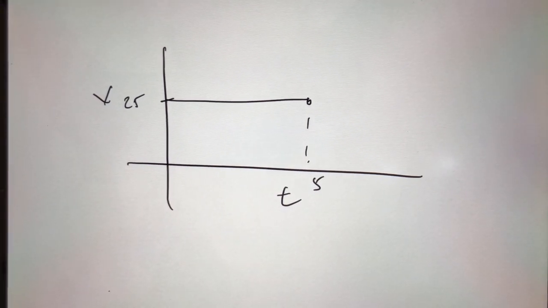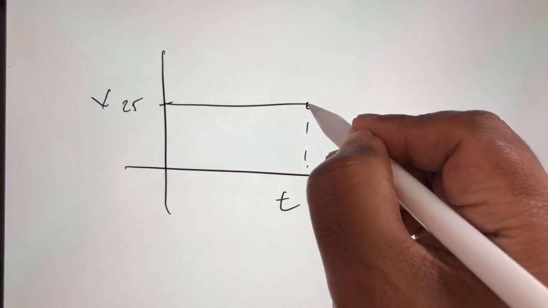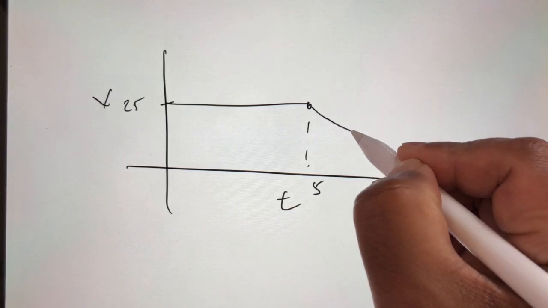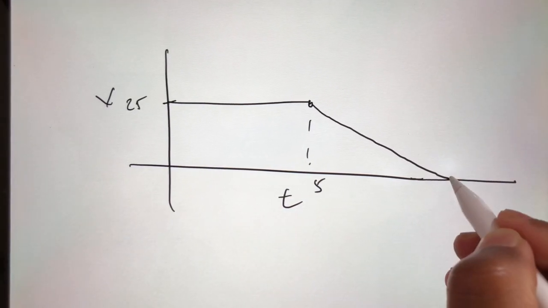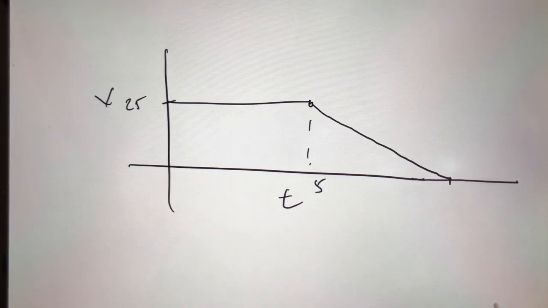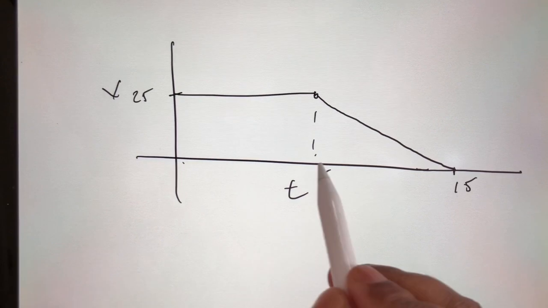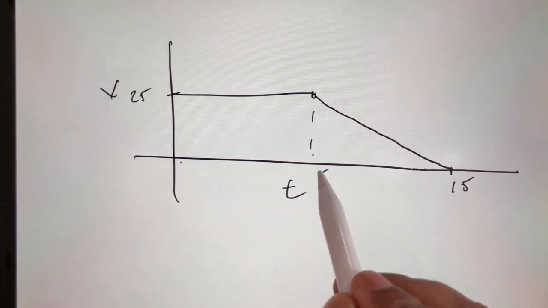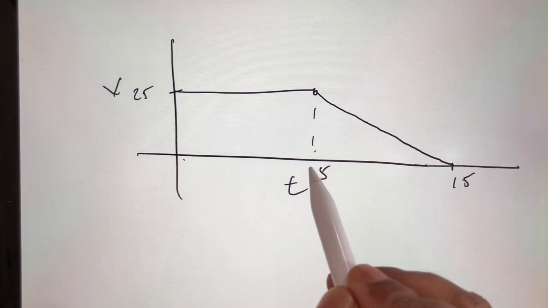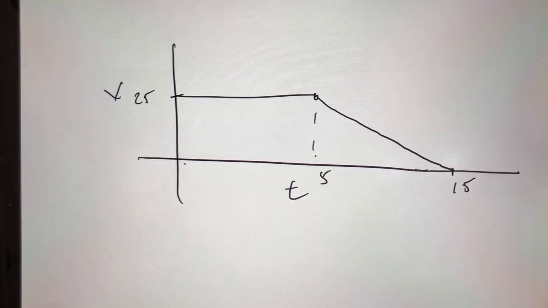And then it says the car is uniformly retarded. So uniformly retarded means the velocity is now decreasing at a constant rate, so that I can draw a straight line, so that finally it comes to rest. And it says in a further 10 seconds, that means this should be 15. So for the first 5 seconds it traveled with a constant velocity of 25. Then in a further 10 seconds it decelerated uniformly to finally come to rest.